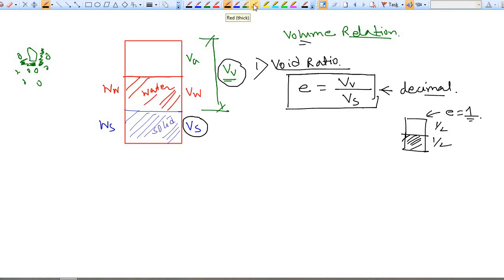Let's move forward to the second relation. What is the second relation? The second relation is known as porosity. So what is the definition of porosity, or n?